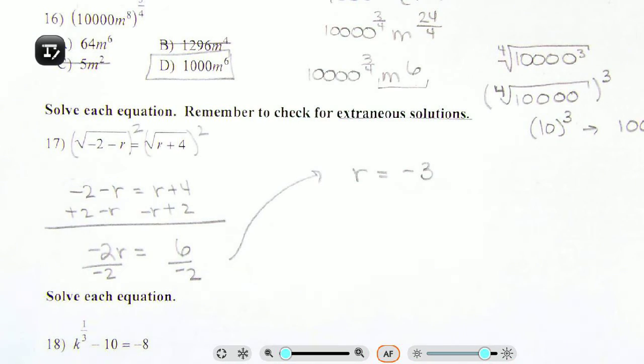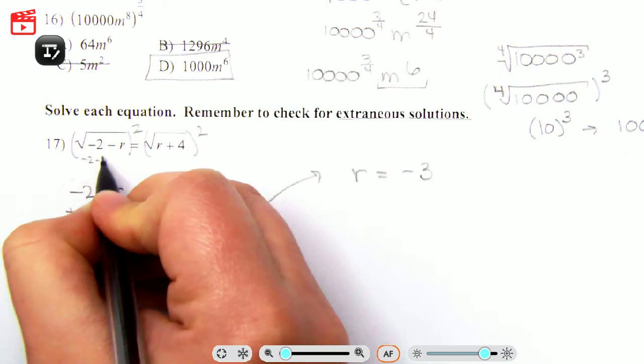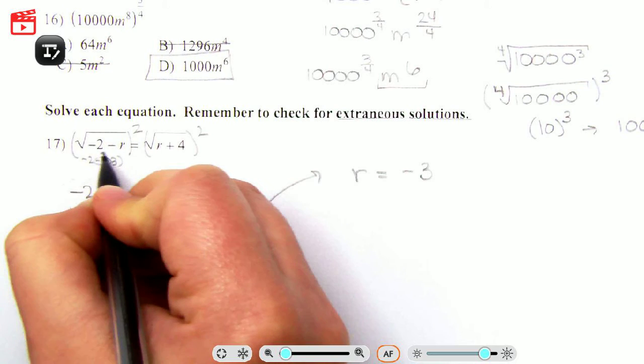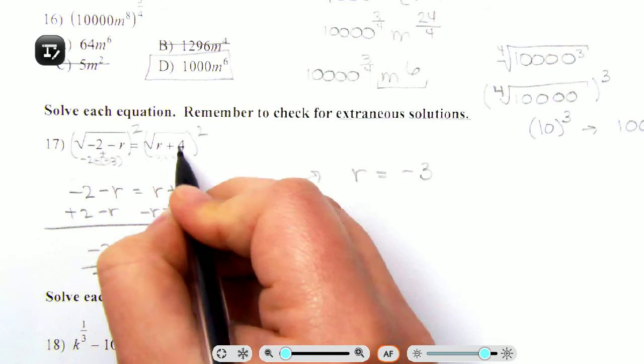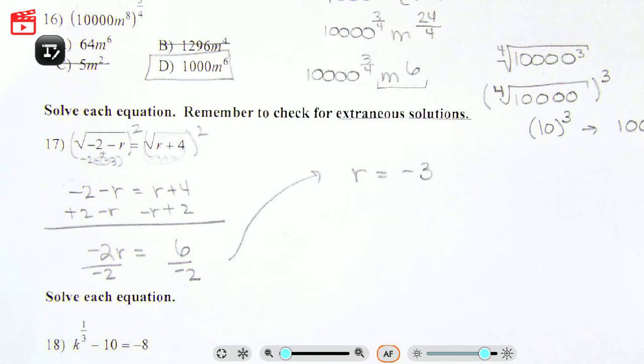I'm plugging this back in to make sure it still works. Everything works. So I have -2 minus a -3. That will give me a positive value in here, so that's okay. -3 plus 4, still a positive value in here. So we are safe. If it gives you a negative value and you have a square root of a negative value, that would be your extraneous solution. You can't have that.